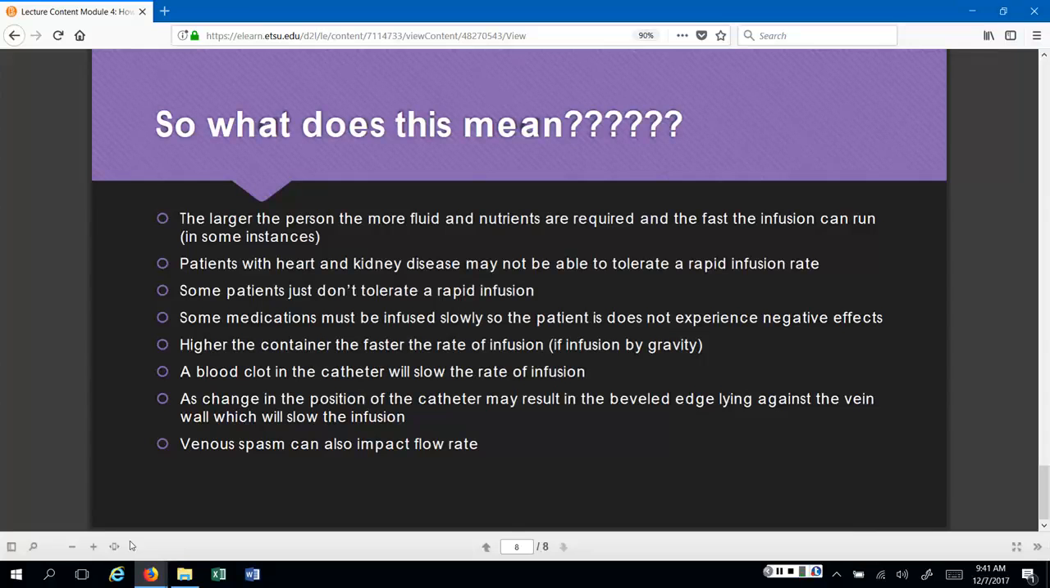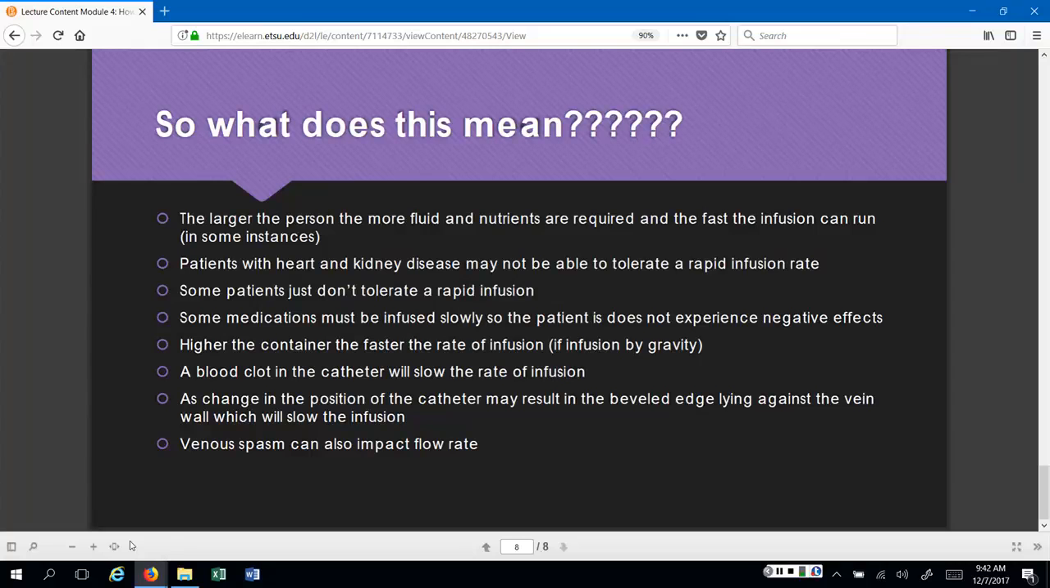Some patients just don't tolerate a rapid infusion, and that can vary. You can have the healthiest of patients, but maybe they just don't tolerate it. Some medications have to be infused slower than others so that they don't cause adverse reactions or negative effects, blood being one of them, chemotherapeutic agents being one of them. The higher the container, the faster the rate of infusion. Again, this really impacts the patient who's receiving infusion by gravity.